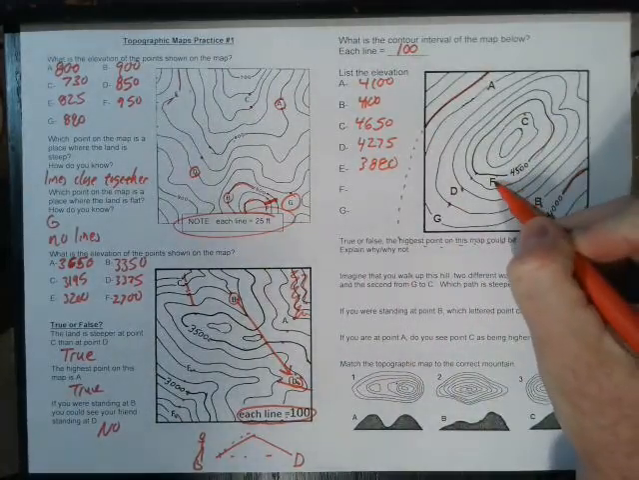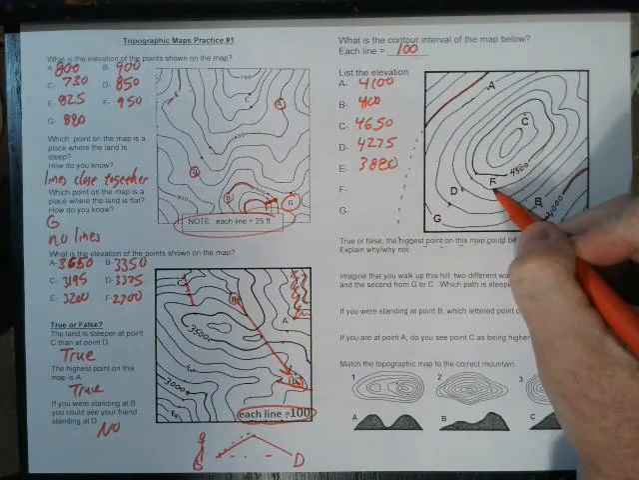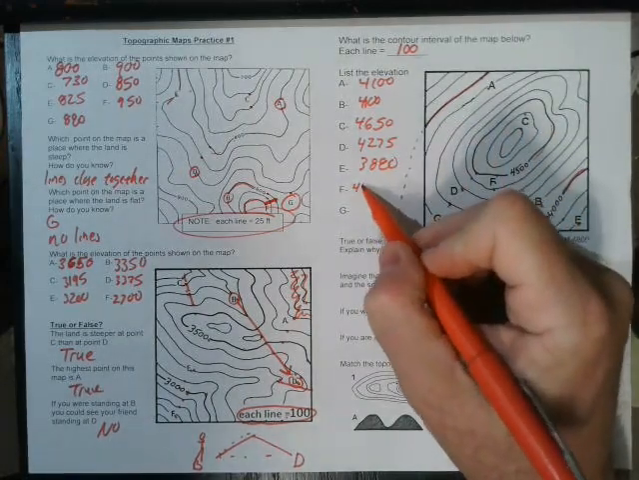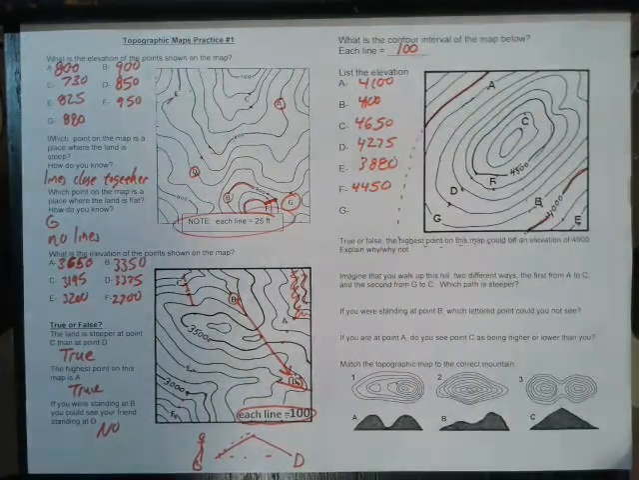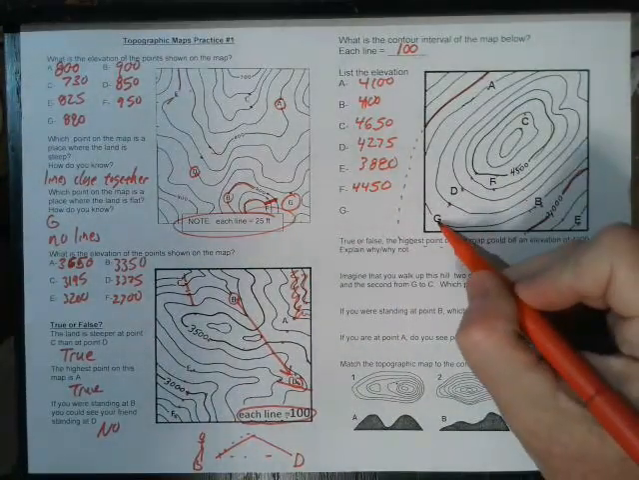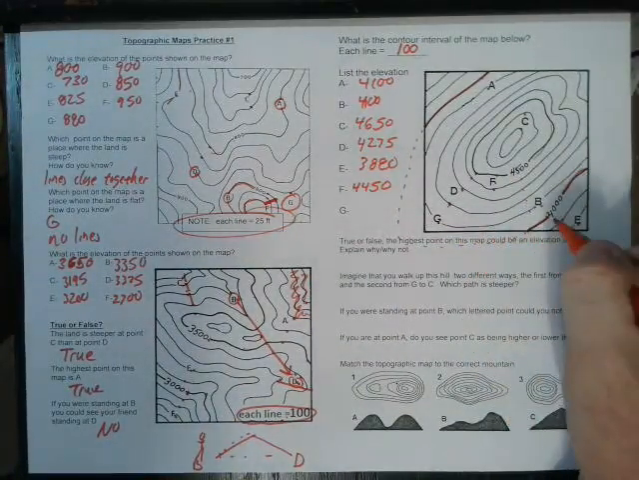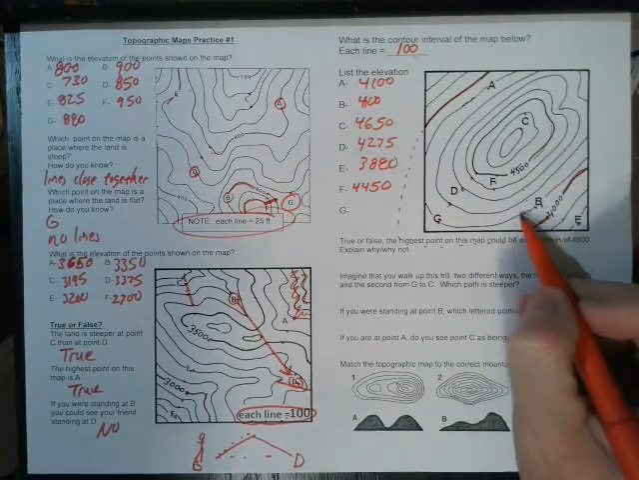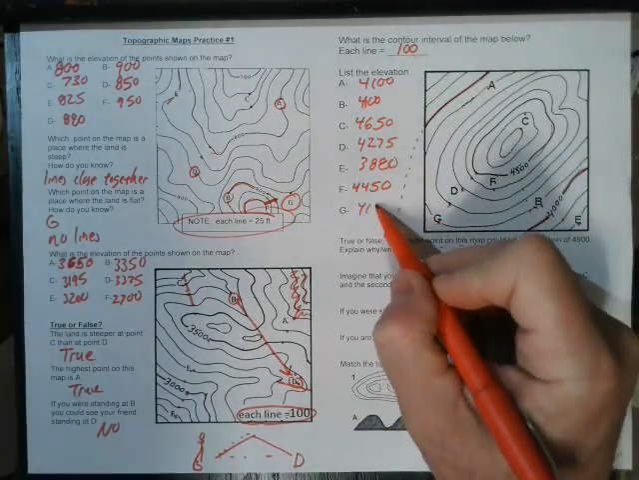F is just below the line for 45, but it's above the line for 44. I'm going to say it's about halfway, 44.50. And finally, G, right here. G is right on the line. Which line is it on? It's on the line for 4,100.